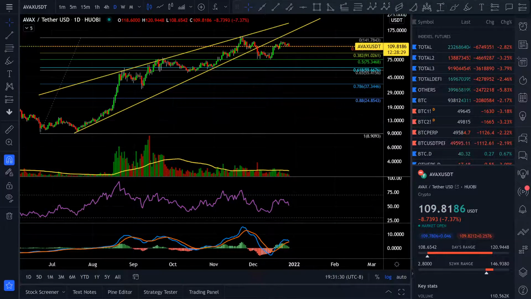Let's move on to stocks because we have about 20 minutes left.